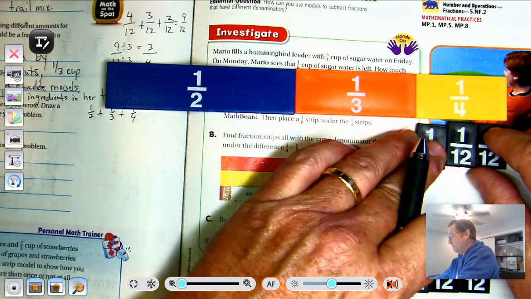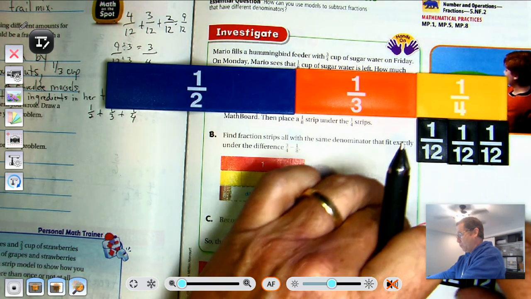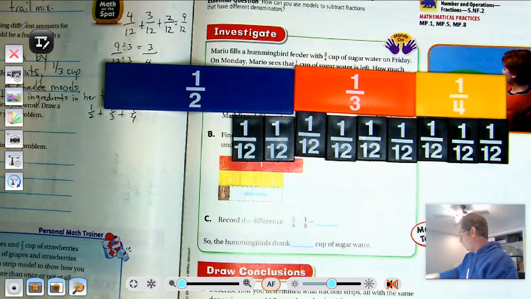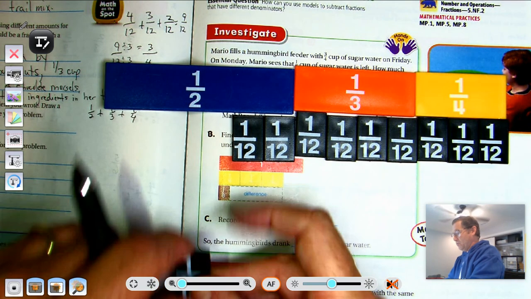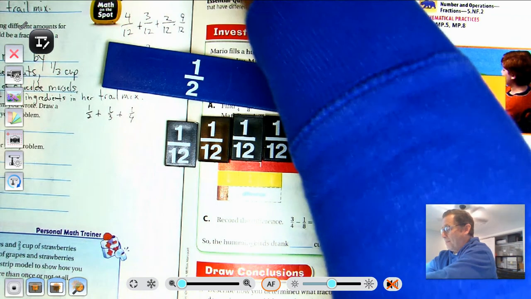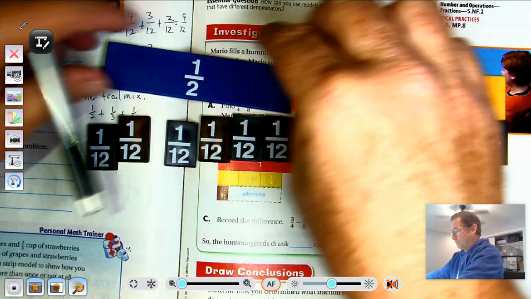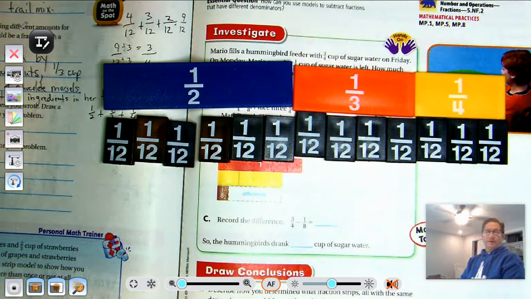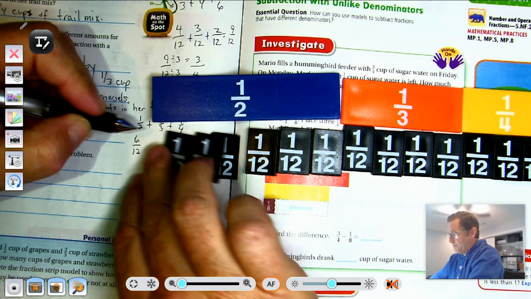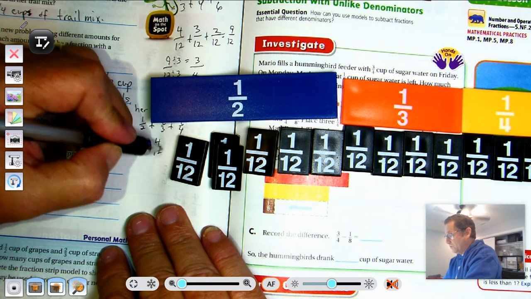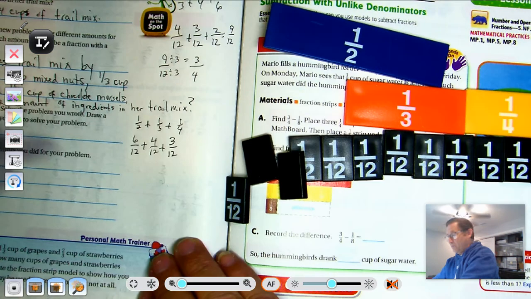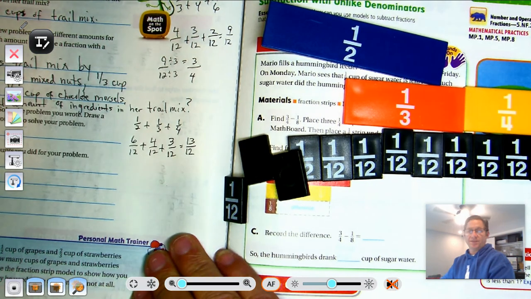Okay, so we know 1/4 is 3 12s. We know 1/3 is 4 12s. And I believe 1/2 is the same as 6 12s. So let's rewrite that. 1/2 is equal to 6 12ths. 1/3 is the same as 4 12ths. And 1/4 is the same as 3 12ths. So if we add those all up, we get 13 12ths.